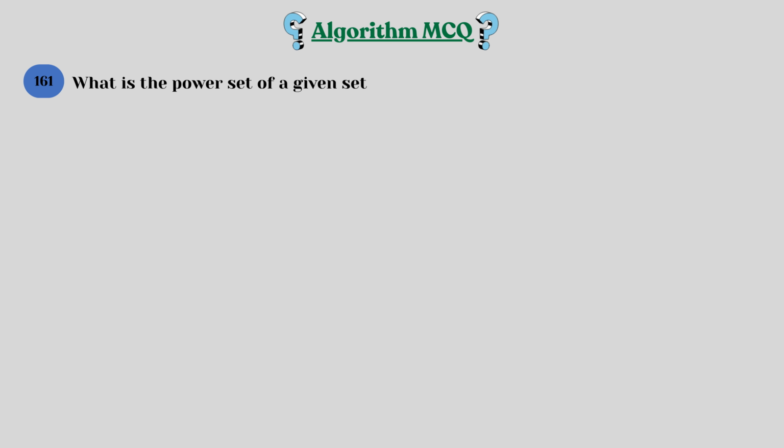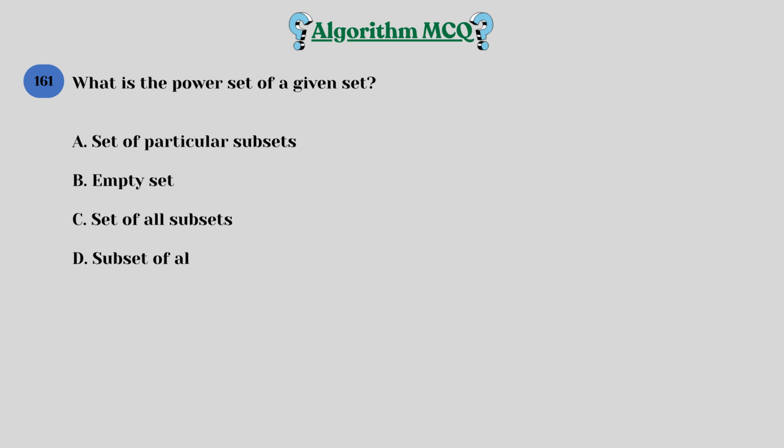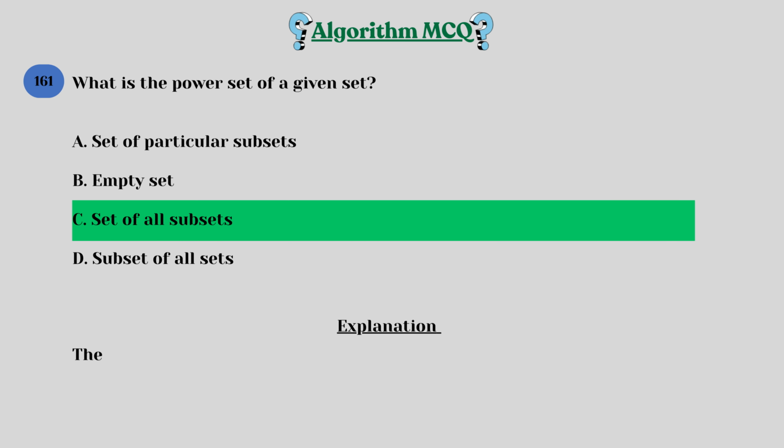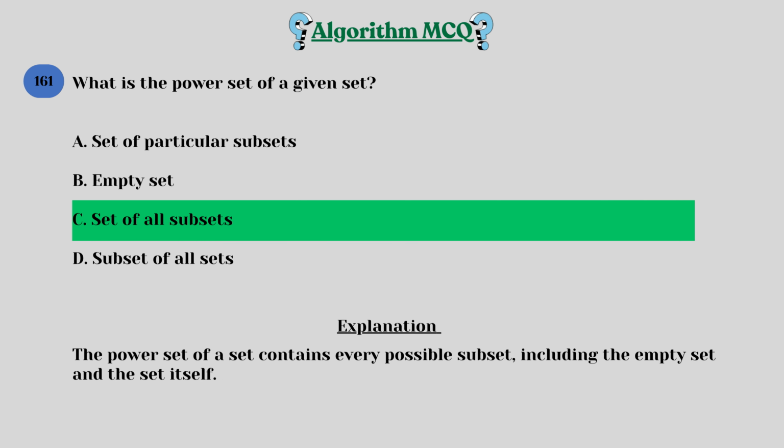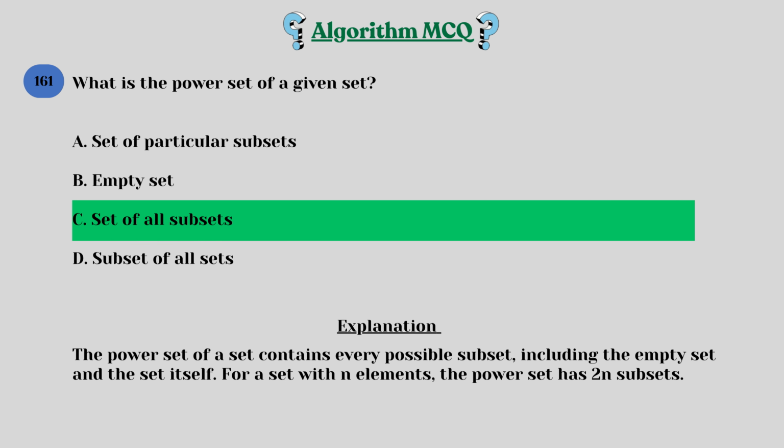What is the power set of a given set? Correct answer: set of all subsets. Explanation: the power set of a set contains every possible subset, including the empty set and the set itself. For a set with n elements, the power set has 2^n subsets.